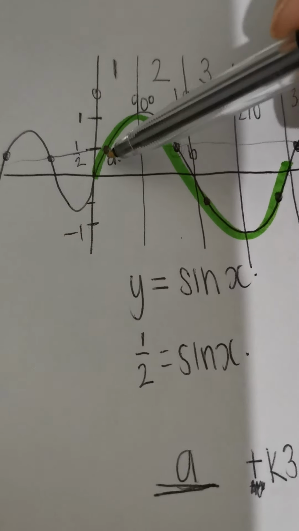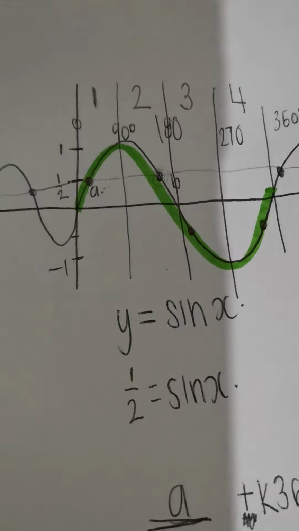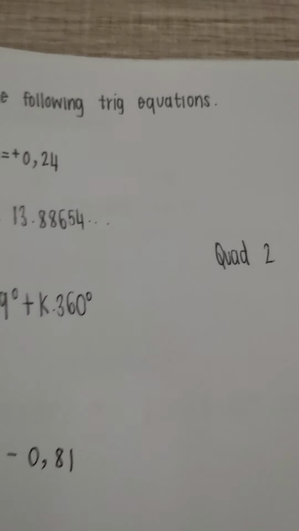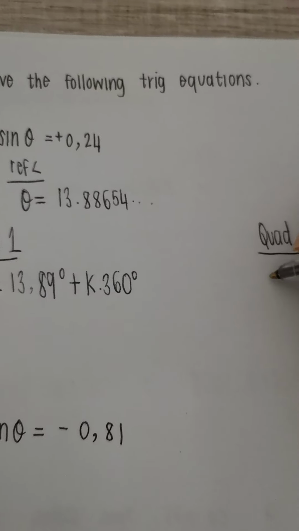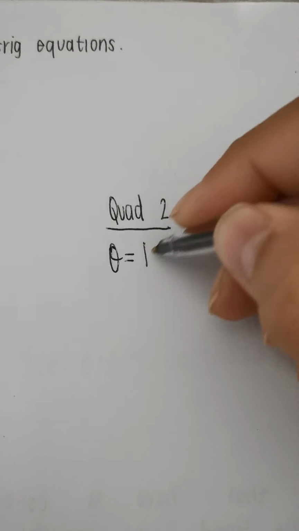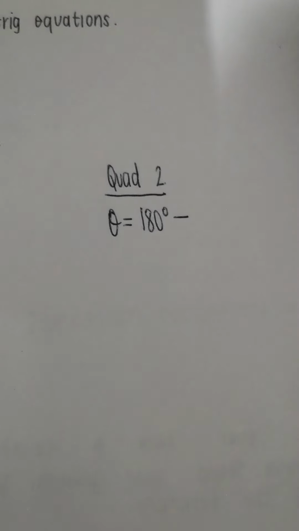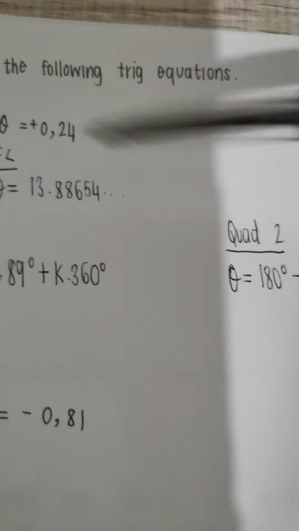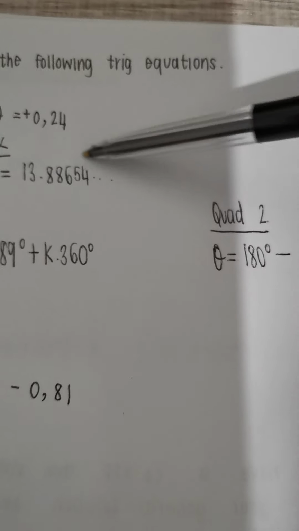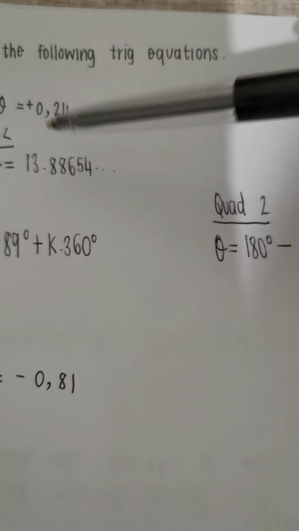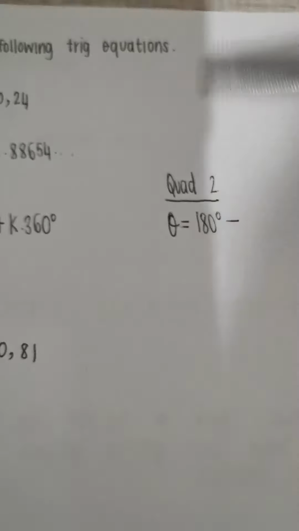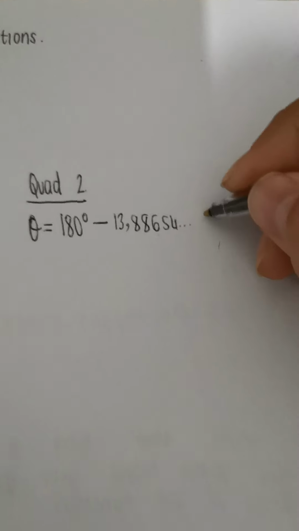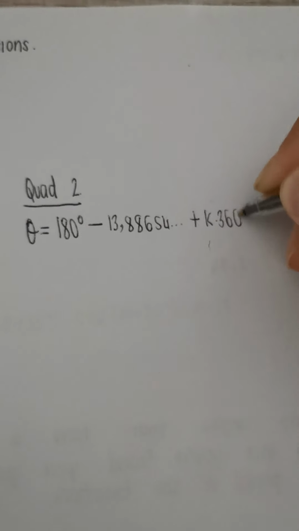Same like how we got the first one over here, we're done with that general solution. Now remember, there were two solutions where it was positive: quadrant 1 and quadrant 2. I feel like I'm repeating the same thing over and over, but this is very important. In quadrant 2, we know that the reduction is 180 degrees minus whatever the angle is. So this part here, you copy down over here. Whatever is on this right hand side, we're putting it over here. So it's 13.88654, whatever it was, plus k times 360.